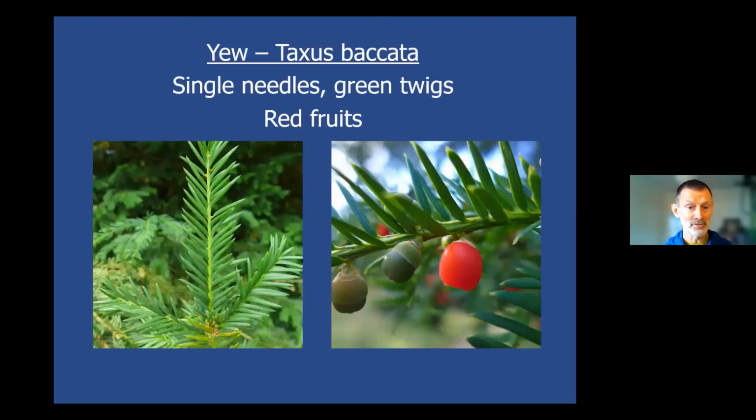Our other native conifer, yew, or Taxus baccata, very common, also has single needles, but the twigs stay green for at least 2 years, sometimes 3. So all of the conifers will have green twigs in their first year of growth, but then they quickly ripen and turn woody and brown. Yew doesn't. It retains that for several years.